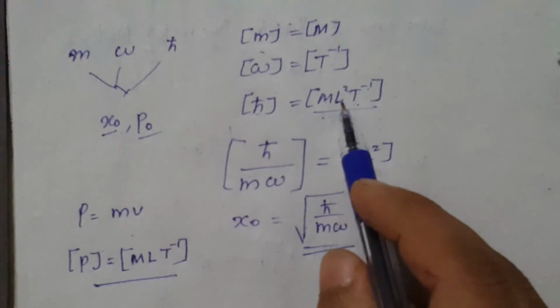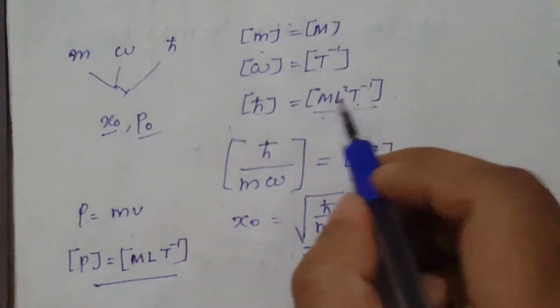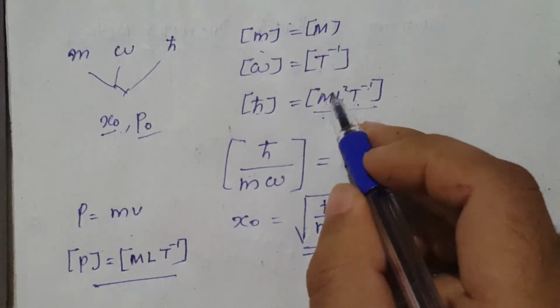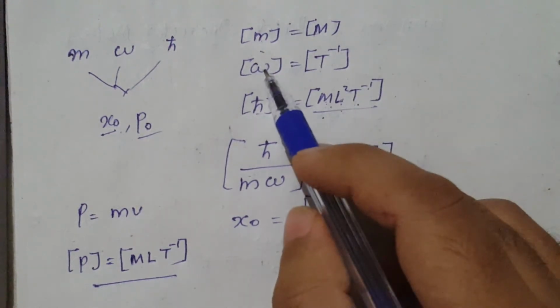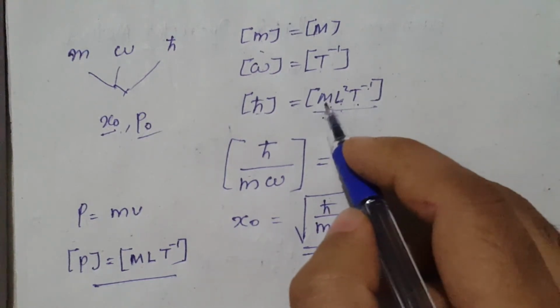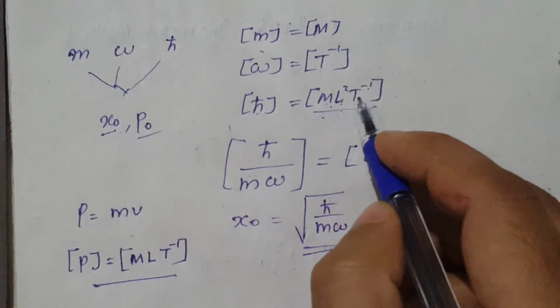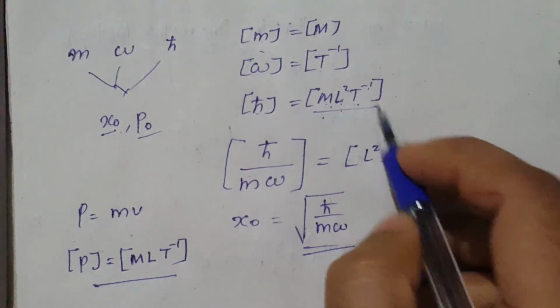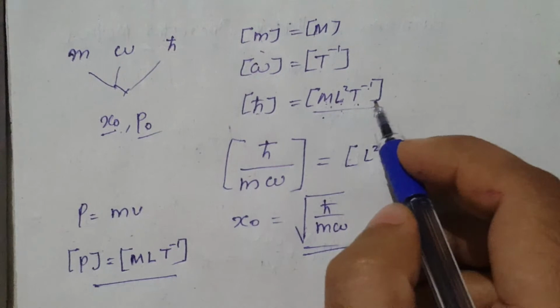Okay, now what if we multiply h cut with omega and m? If we multiply it with m, it will become m square, then l square. If you multiply with omega, the t raised to minus 1 will become t raised to minus 2. So all the m, l, t, all of them will have the power 2. Now if you take root of that, we have m l t raised to minus 1.